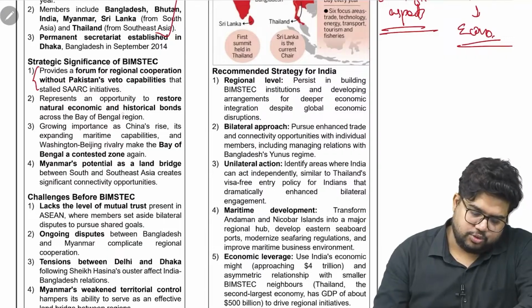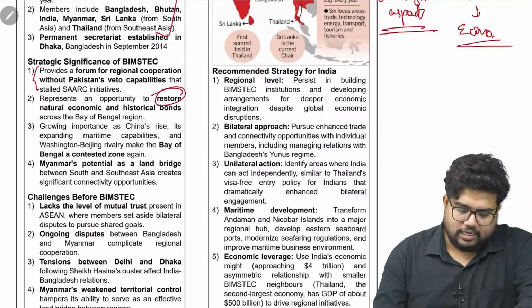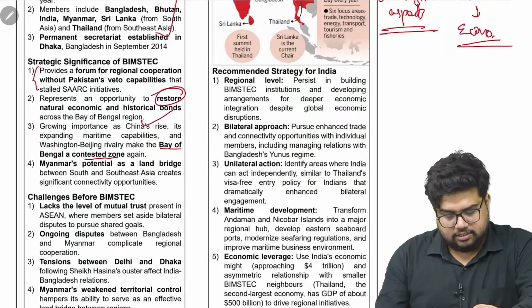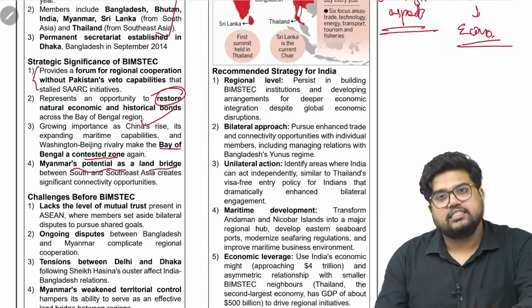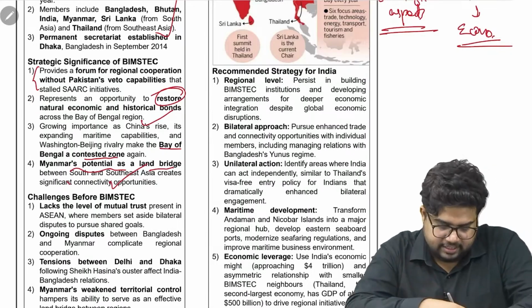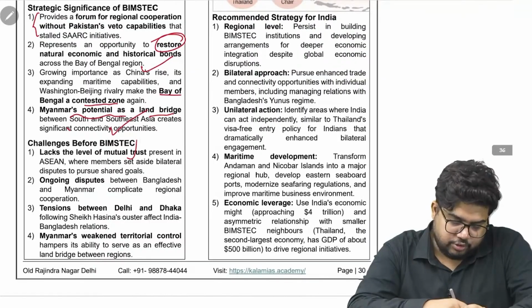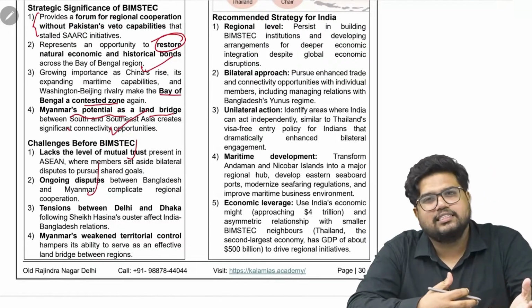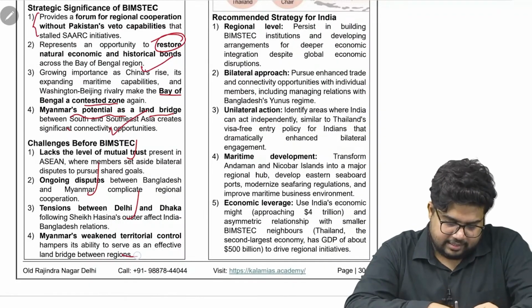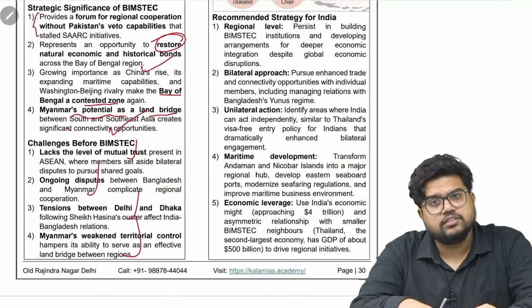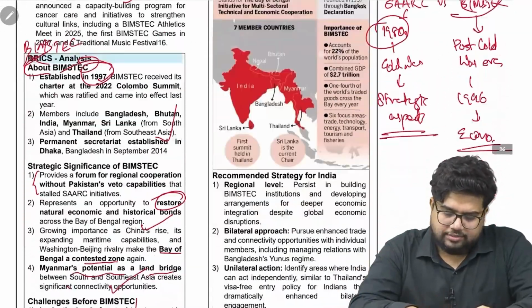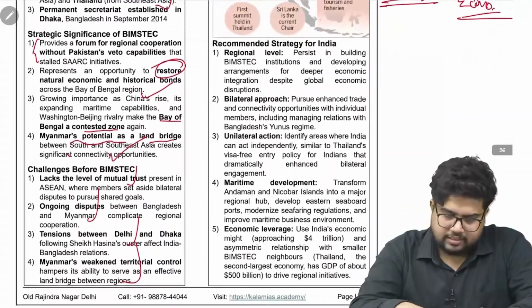Represents an opportunity to restore natural economic historic bonds. Bay of Bengal as the contested zone. Myanmar's potential as a land bridge between South-South cooperation, South and Southeast Asia cooperation. What are the challenges? Lack of mutual trust, ongoing disputes like Bangladesh-India problems, all these are going to affect BIMSTEC. Tensions between Delhi and Dhaka. Myanmar's weakened territorial control. All these different aspects you can bring into picture.